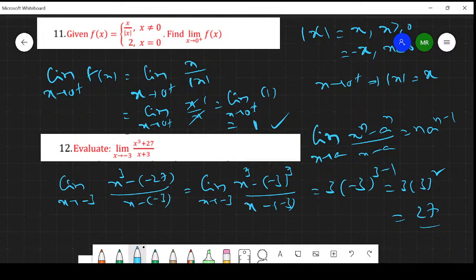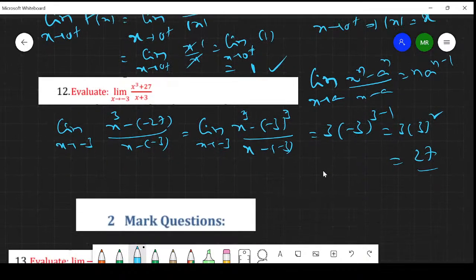Easily you can do this. Sir, why have I written minus 27? Because they have given x plus 3, which is x minus of minus 3. In the place of a cube we write minus 27 here. For the same power we want x cube, and we have x cube here. So minus 3 whole cube by x minus of minus 3. Compare with the formula, a is minus 3, then substitute in the formula. We get 27. That will be the required answer. I hope you understood this.